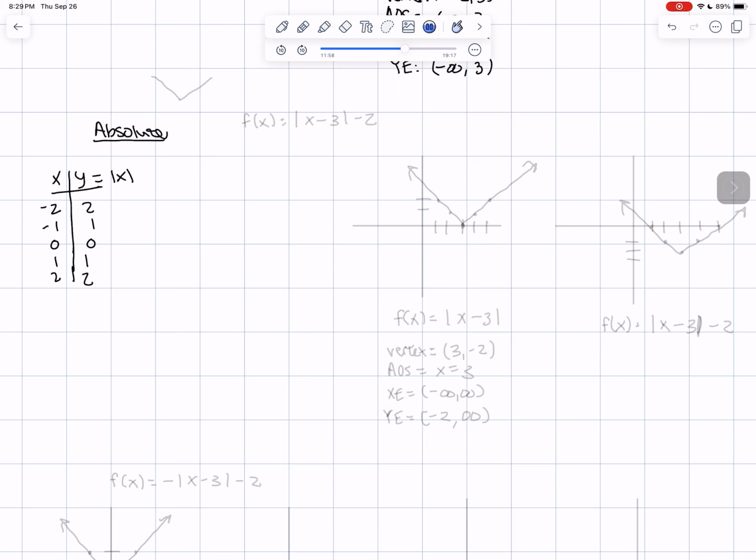So now the first graph is going to be similar, but it's not going to be a parabola. It's not going to be a parabola shape. It's going to be like a V shape. So negative 2, 2, negative 1, 1. The same thing on the other side. Now I have a V.